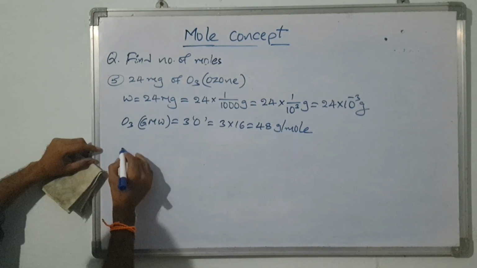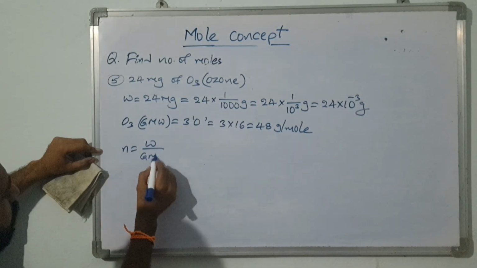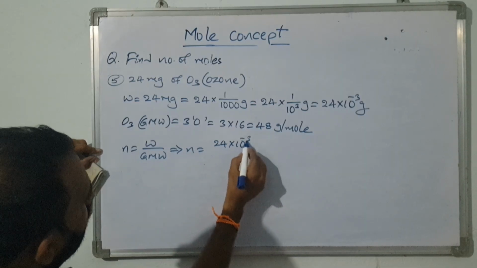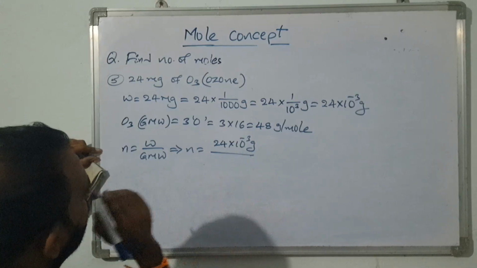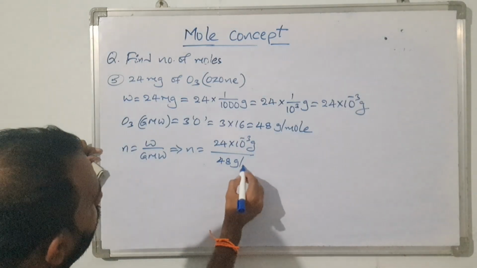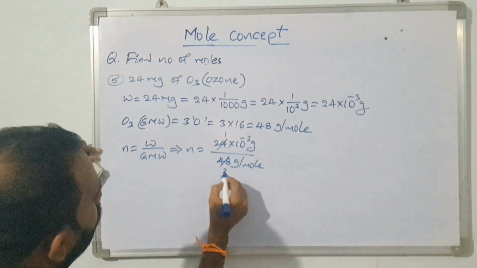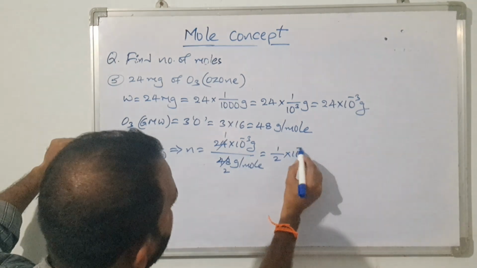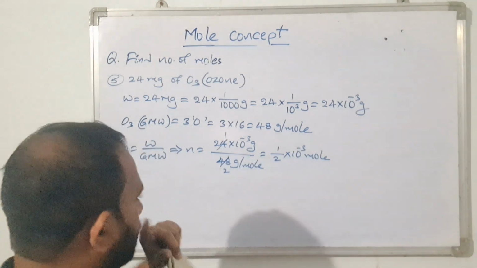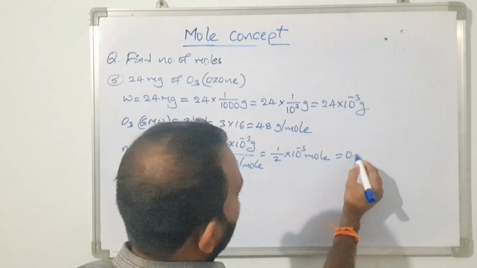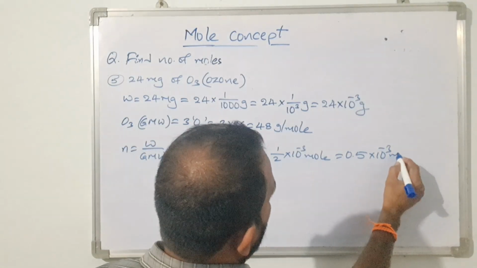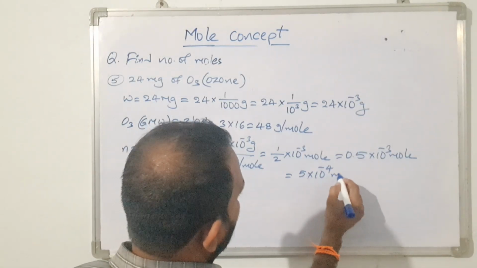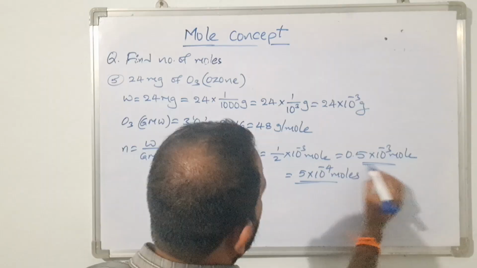When we substitute in the formula, number of moles is equal to weight by gram molecular weight, which equals 24 into 10 power minus 3 grams divided by 48 gram per mole. 24 ones, 24 twos, that equals 1 by 2 into 10 power minus 3 moles. 1 by 2 equals 0.5, so 0.5 into 10 power minus 3 moles, which equals 5 into 10 power minus 4 moles. So these all are the answers.